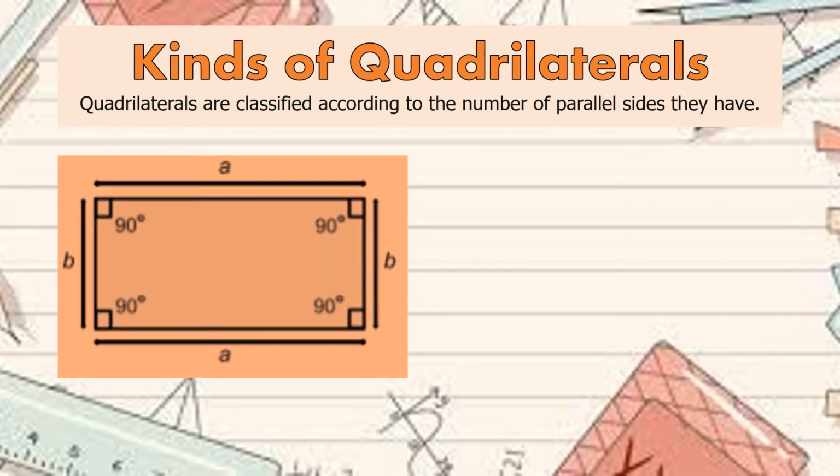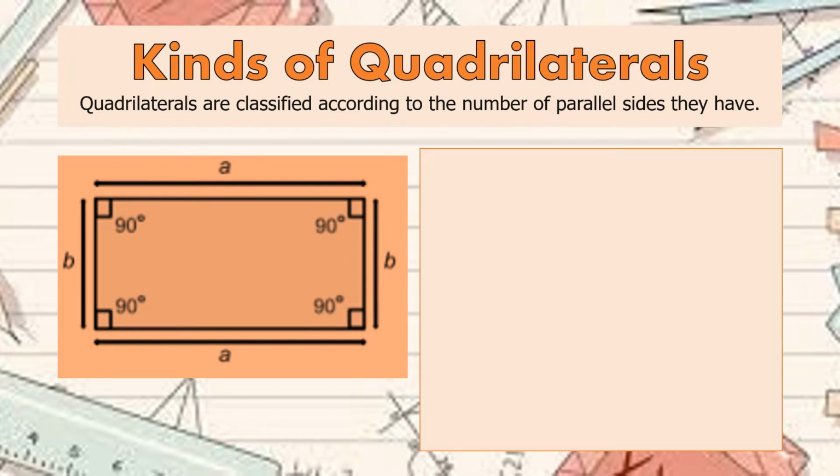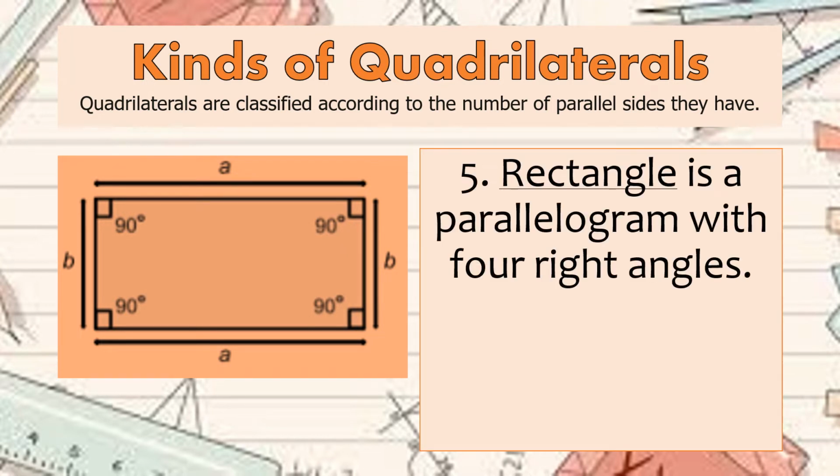The next kind of quadrilateral is a special parallelogram. It is a parallelogram with 4 right angles, meaning meron siyang 4 na 90-degree angles. Also, let us analyze the figure. We have here 2 pairs of congruent sides. So, itong ating A, congruent siya dun sa A sa baba. Yung ating B naman, congruent siya dun sa ating B sa kaliwa at sa kanan. So, meaning, ang ating parallel sides ay yung A at B, at kung saan meron din tayong 2 pair ng congruent sides.